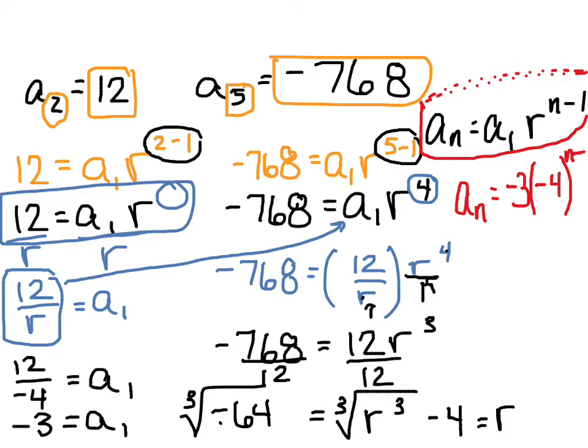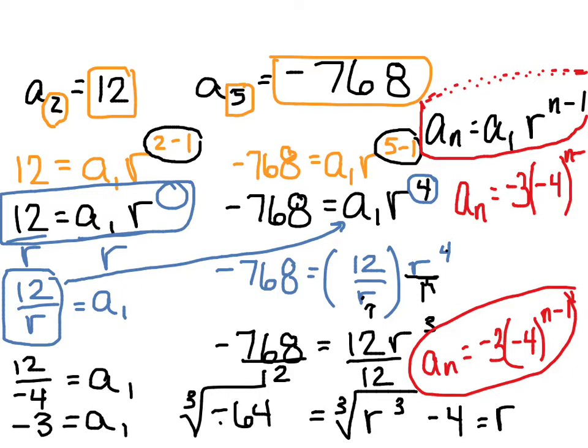And minus 1, I'll write it down here. Negative 3, negative 4, and minus 1. And that's your rule. So that's how you do the first few problems from this assignment.